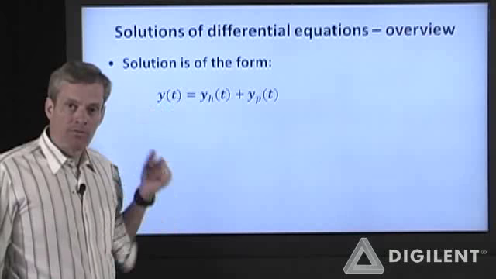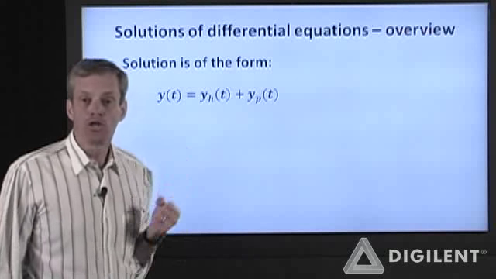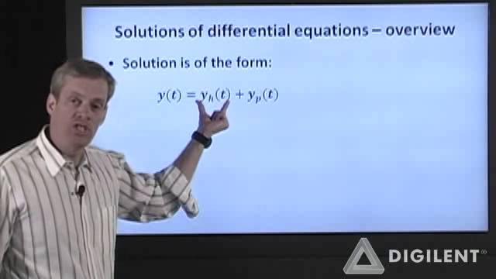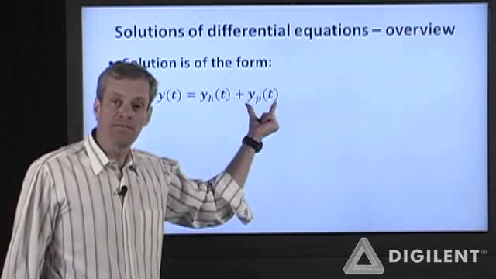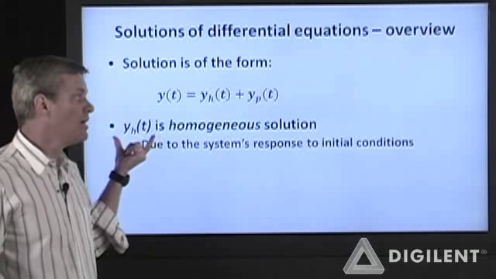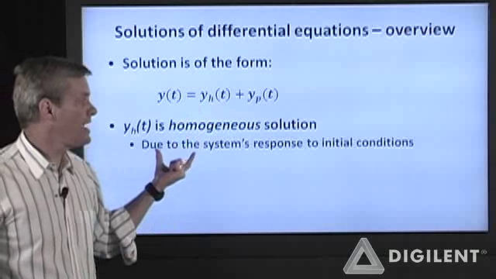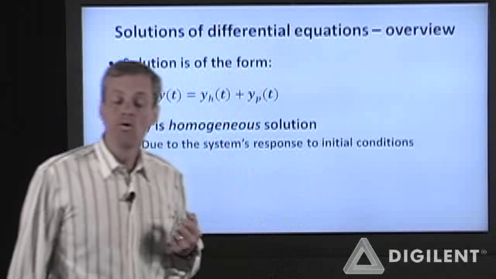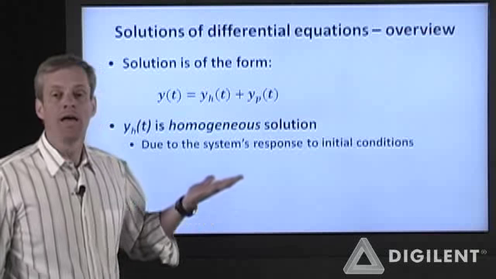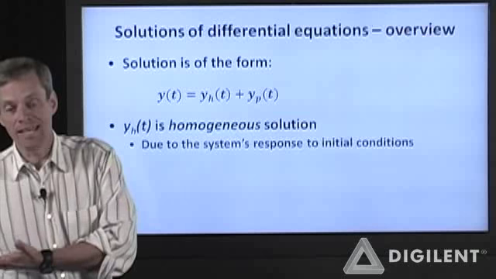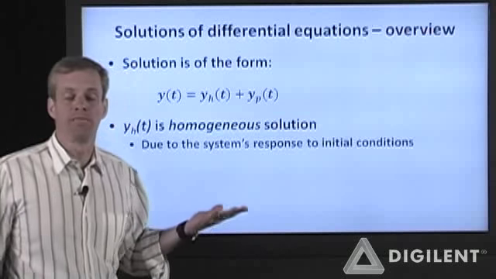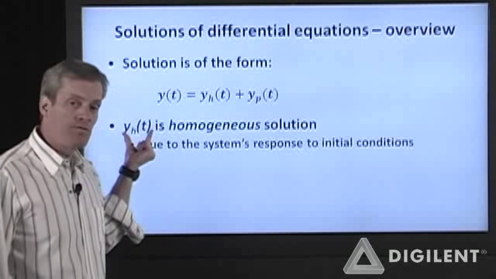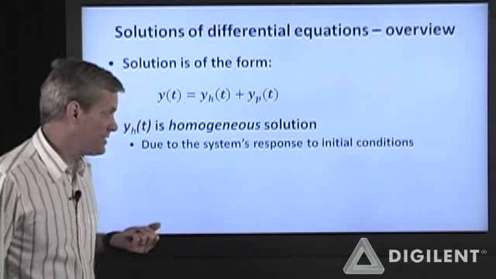When I solve a differential equation, my solution has two parts. It is typically called y sub h of t, which is the homogeneous solution, and y sub p of t, which is the particular solution. The homogeneous solution contains the part of the system's response which is due to the initial conditions. Remember that I said that the response of the system is based on the current state of the system. You have to know the state of the system in order to determine what the system is going to do after that time. Y sub h of t tells me what that is.